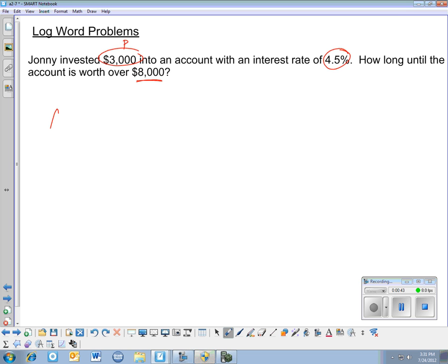And so our formula, A equals principal times 1 plus r raised to the t, because we're exponential growth, we're growing interest in an account. What we have is 8,000 is our answer. Our principal was 3,000. 1 plus 4.5% as a rate is 0.045, and you get that by dividing it by 100, raised to the t.